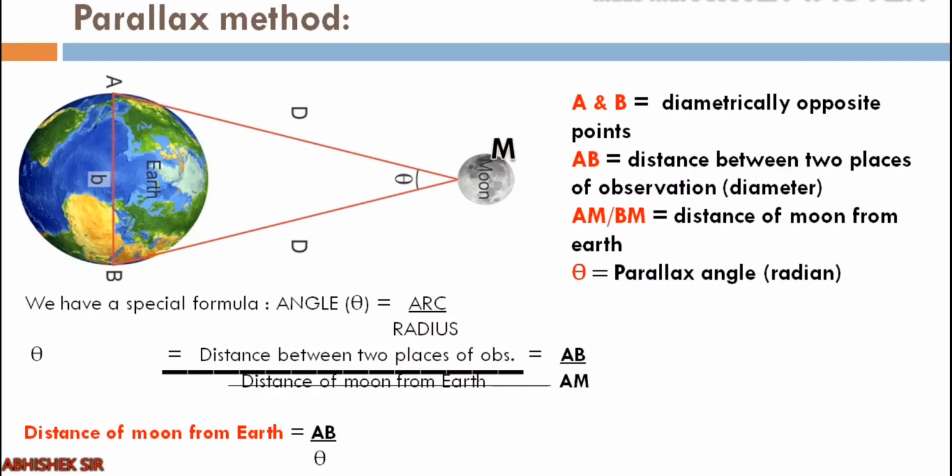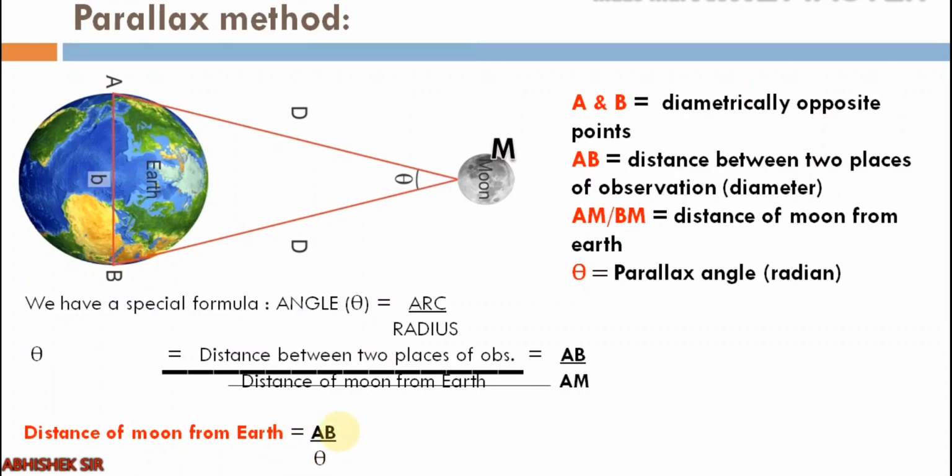Clear? So the formula becomes angle equals arc upon radius: theta equals distance between two places of observation upon distance of the moon from the earth. Clear? So that is equal to AB upon AM. What we are finding is AM, the distance of the moon from the earth. It may be AM or it may be BM as well. Now you just take this AM on the left hand side and theta on the right hand side. Clear? So now the distance of the moon from the earth equals AB upon theta.